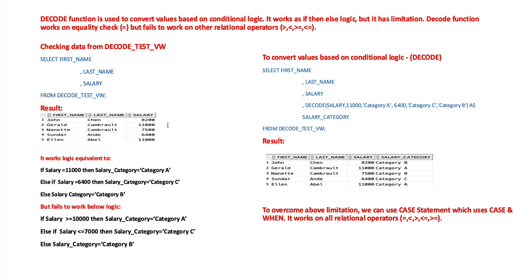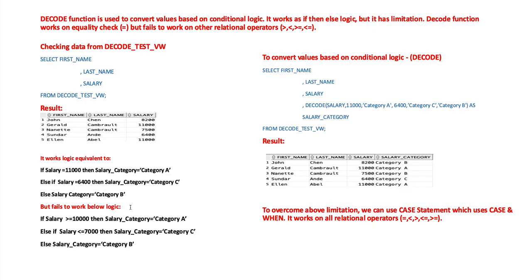Then it works perfectly fine for following logic. If salary is 11,000, then salary category is category A. Else if salary 6,400, then salary category is category C. All other are category B. It works perfectly fine when we use decode function. But it fails to work following logic.